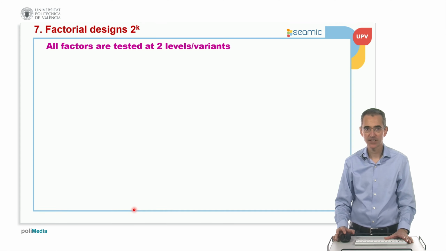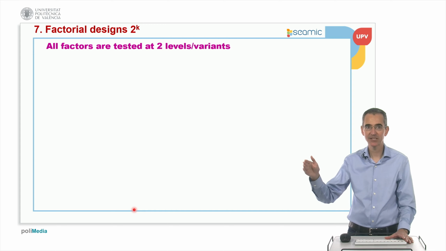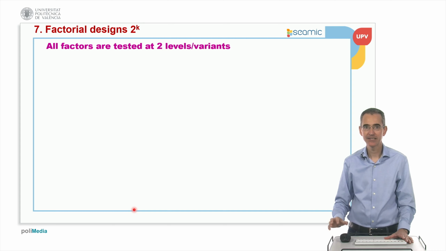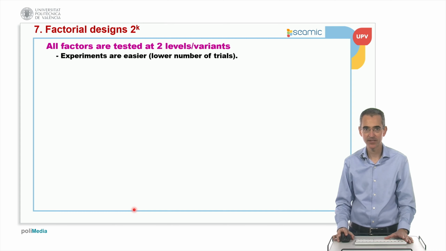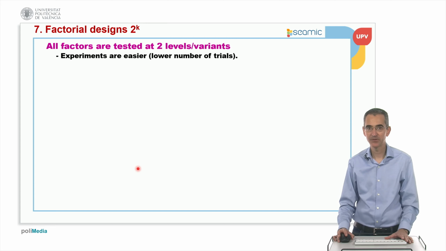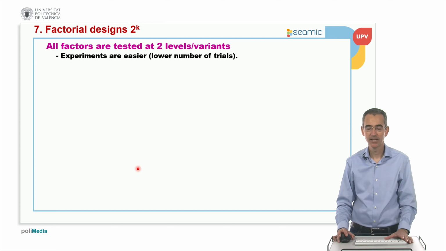So, as I was saying, it's represented as 2^k. It means that we have k factors tested at 2 levels or variants. These experiments are easier because the number of resulting trials is lower, and also because the interpretation of results is much easier than in the case of factors at 3 levels.